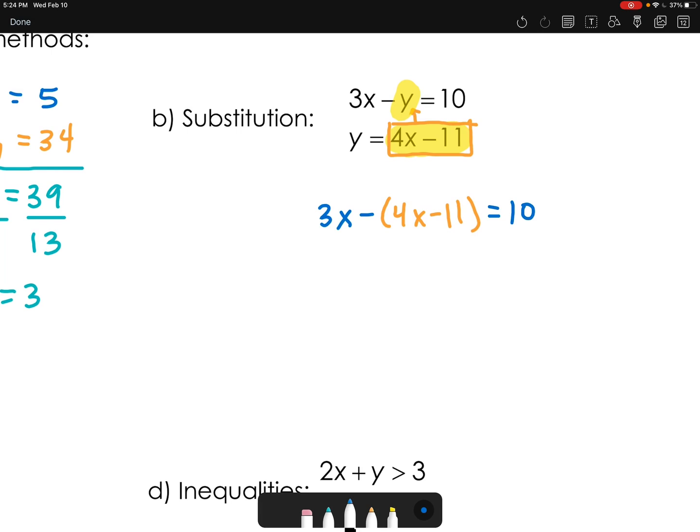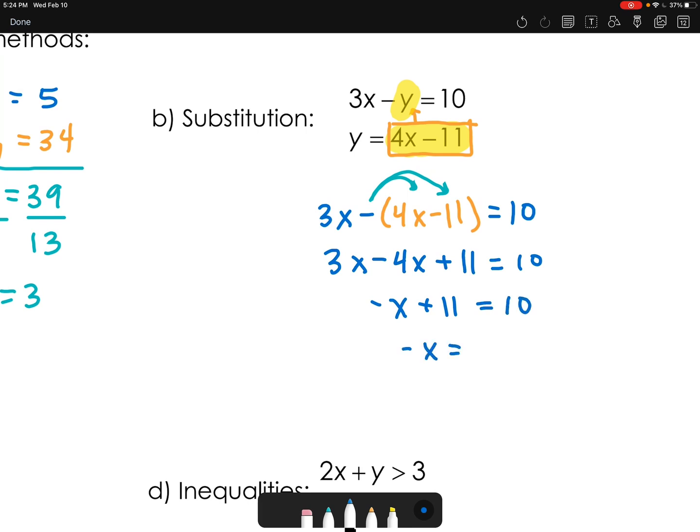I just plugged in the second equation into the first equation. Important thing is I need to distribute this subtraction to everything inside. So I'm left with 3x minus 4x plus 11 equals 10. Okay, negative x plus 11 equals 10. Negative x equals negative 1. And then x equals 1.